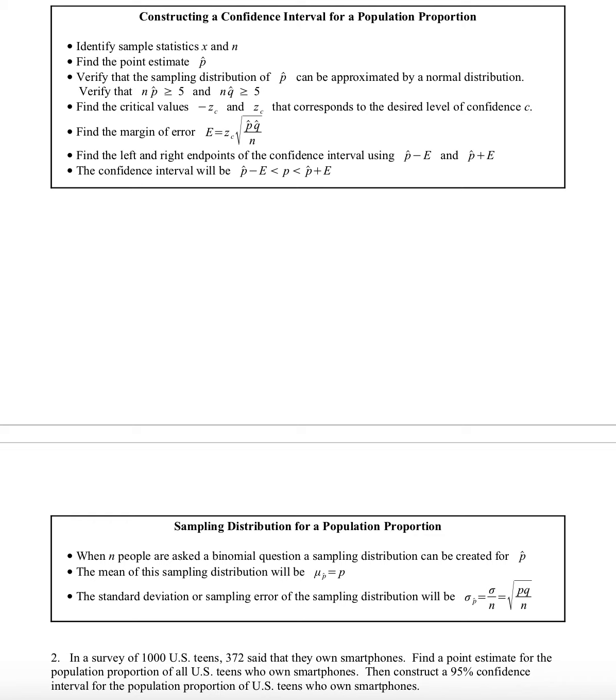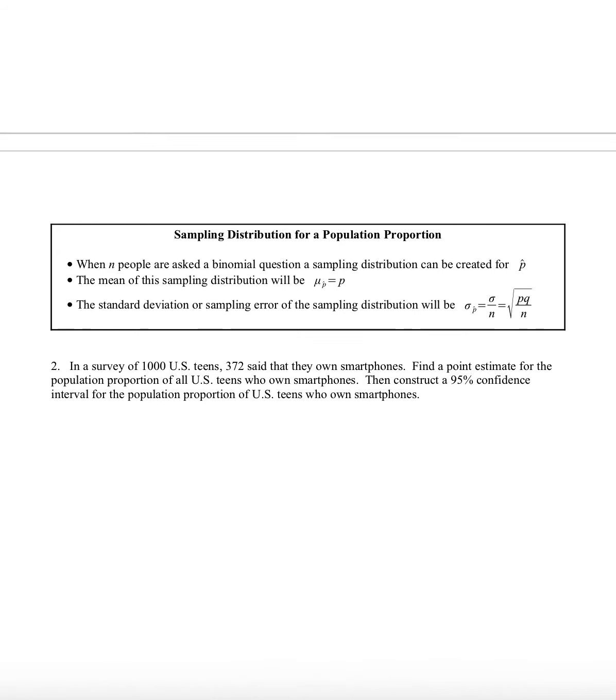Then we'll want to find the critical values. We always use Z_c with binomial experiments rather than t. We'll need to find the margin of error using a formula that is for population proportions. And then, just like in the other cases that we had looked at, we want to add and subtract the margin of error in order to find the bounds of the confidence interval.